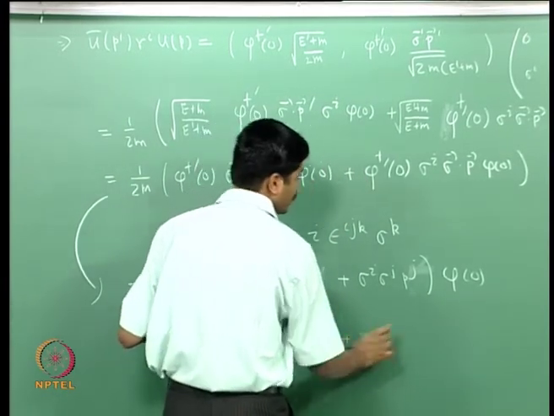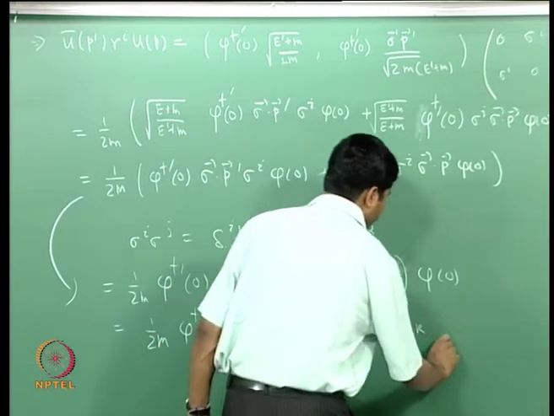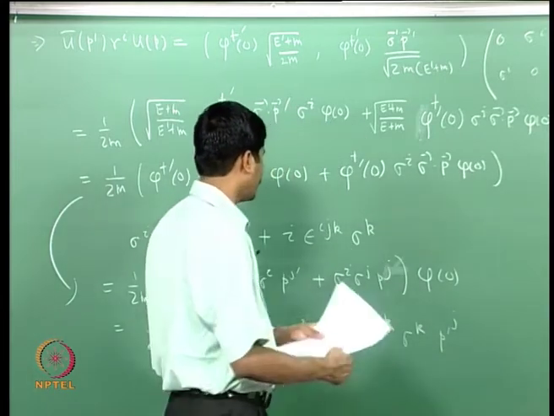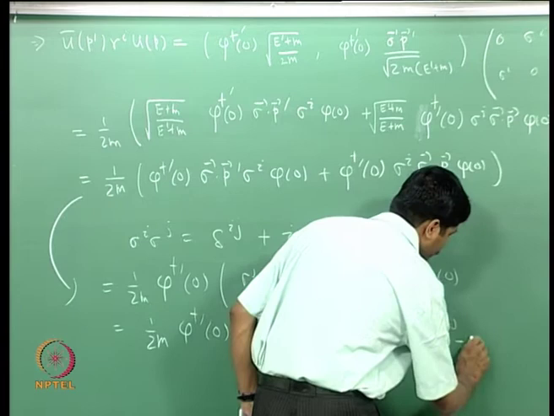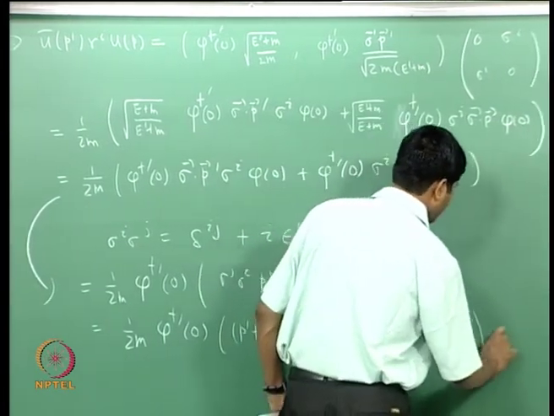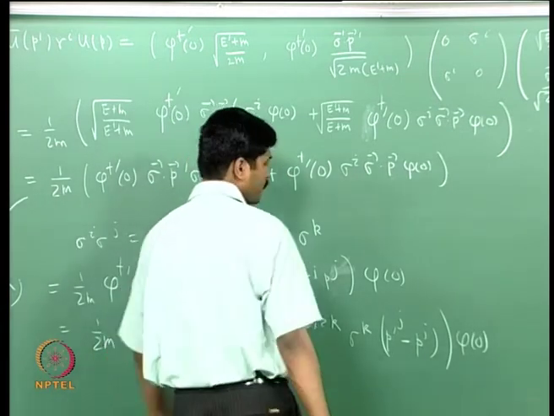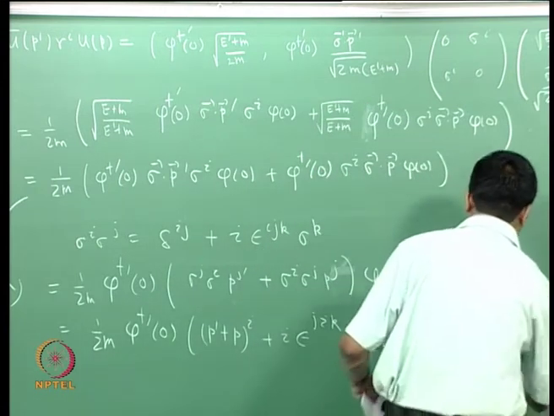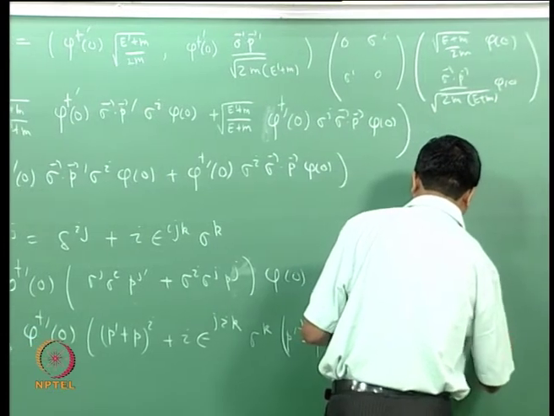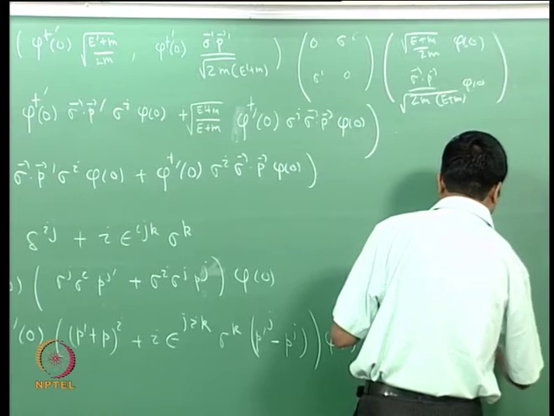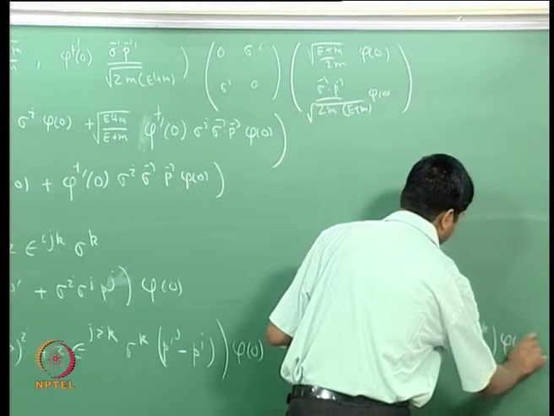Here j i is there. So, you see epsilon_jik sigma_k, and here p_j prime, whereas here epsilon_ijk sigma_k. So, if I take it common, I will get a minus sign. So, p_j prime minus p_j phi of 0. So, if I want to keep the term which is linear in q_j, then this will simply be phi dagger prime of 0 and minus i over 2m epsilon_ijk q_j sigma_k phi of 0 plus all other terms.